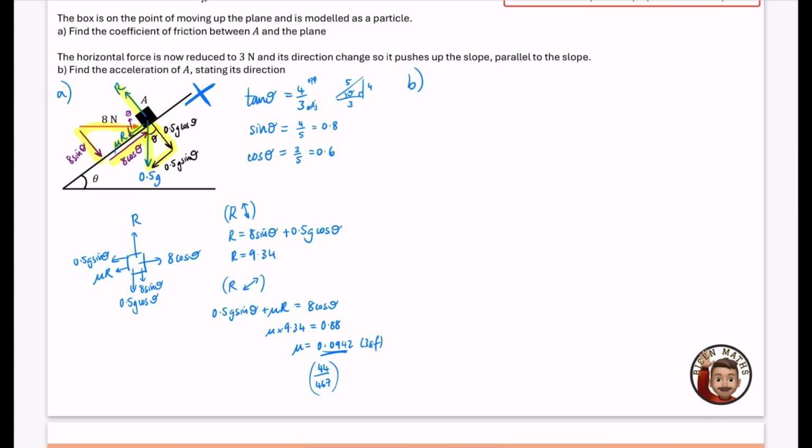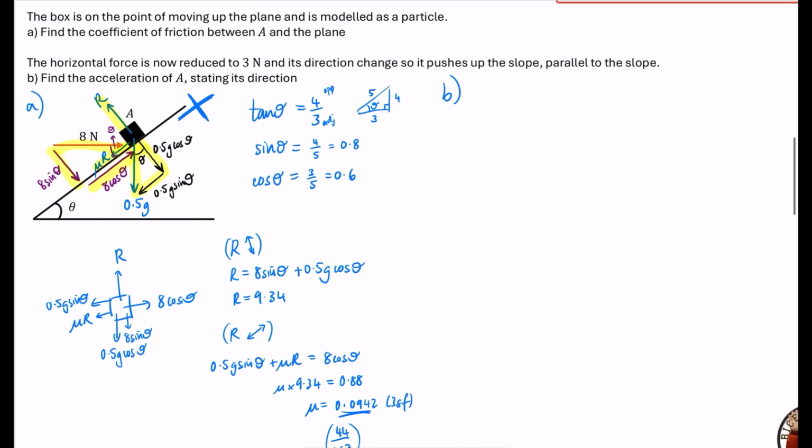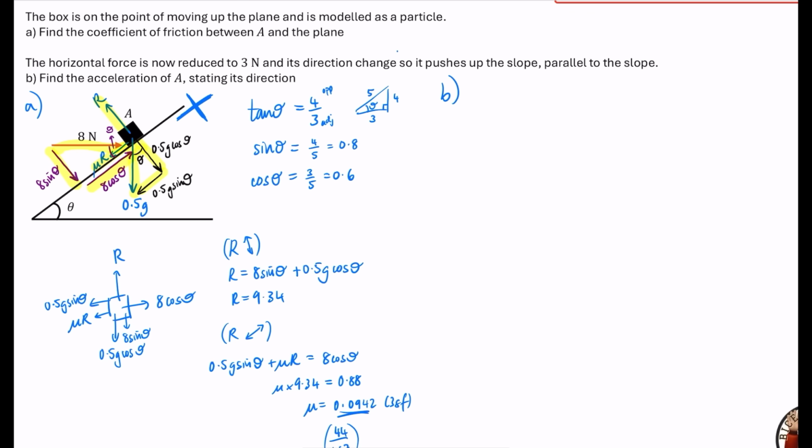We're now going to have a look at part B, which says the horizontal force is now reduced to 3 newtons and its direction changed, so it pushes up the slope. So it's pushing up the slope parallel to the slope. Find the acceleration of A, stating its direction.